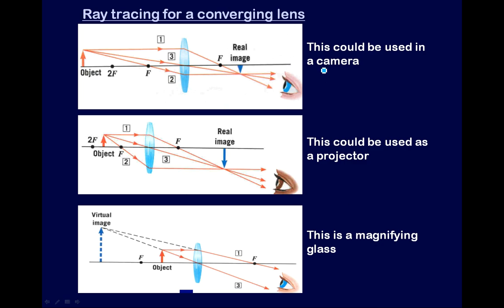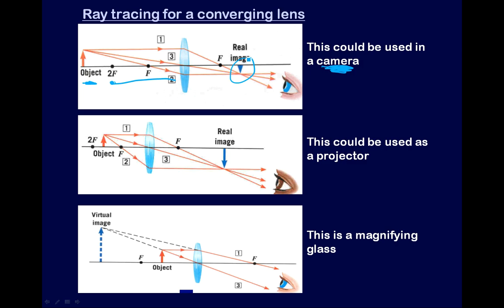And so here, this top one is what a lens would look like for a camera, perhaps. And so here we have our object. Our object is sort of a far distance away. It's further than twice the focal length away from the lens. And what you have is a really tiny image, and it's upside down.